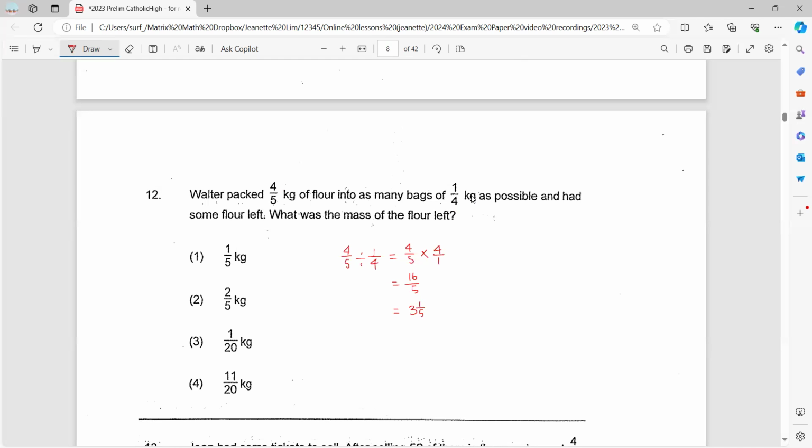Now, what we're interested in is not the number of bags, but how much of the flour is left. Now, 3 and 1/5 means that you can get a maximum of 3 bags, and then you're left with 1/5 of a bag. What is 1/5 of a bag? 1/5 of a bag is not 1/5 kg, because 1 bag is this much. So to find 1/5 of a bag, we take 1/5 times 1 bag, and we'll get 1 over 20 kg. Okay, so this is the amount left, not 1/5. 1/5 is the proportion left.